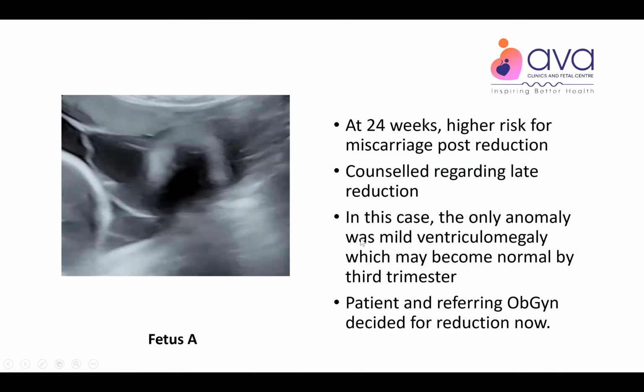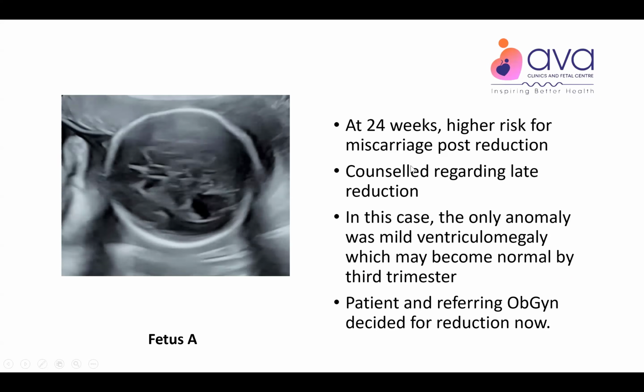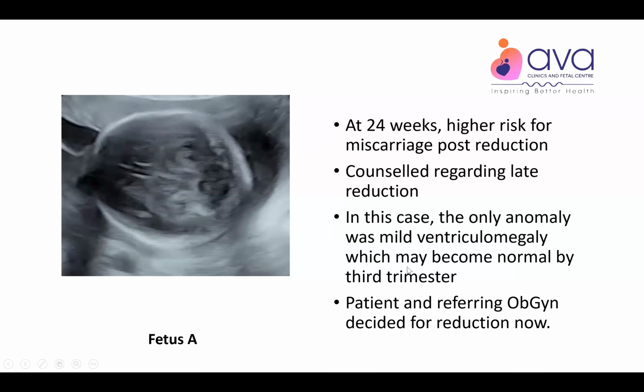At this point, she was counseled for a higher risk of miscarriage post fetal reduction. She was also given the option for a late reduction in the third trimester. But the problem was that the only anomaly was mild ventriculomegaly, which may even become normal by the third trimester.